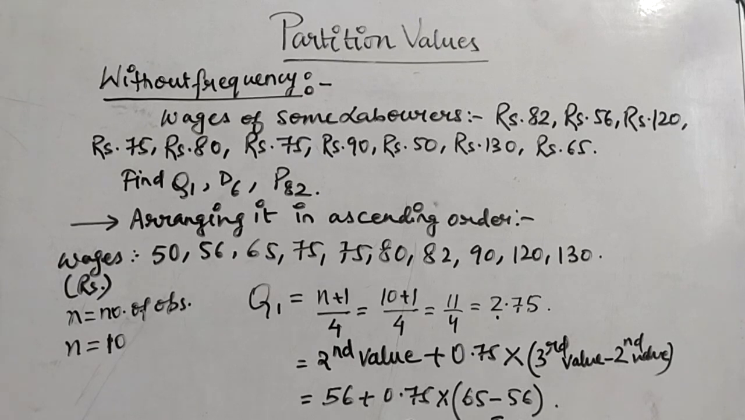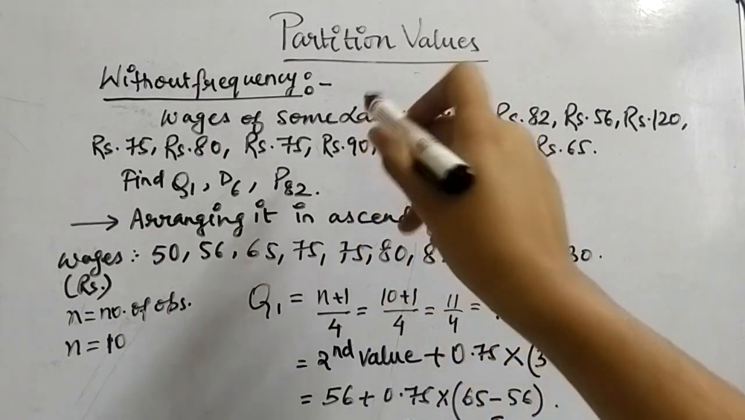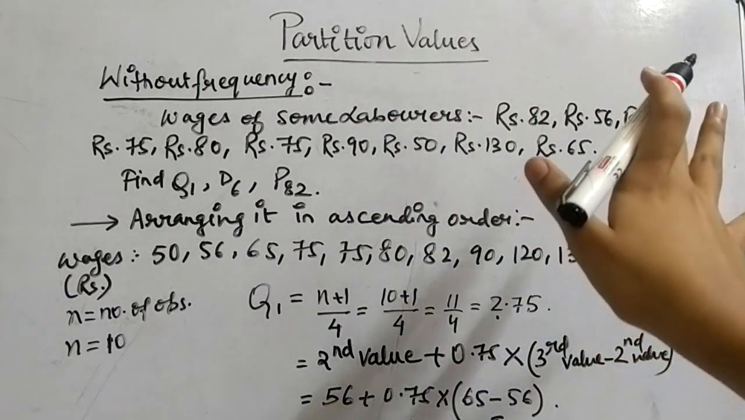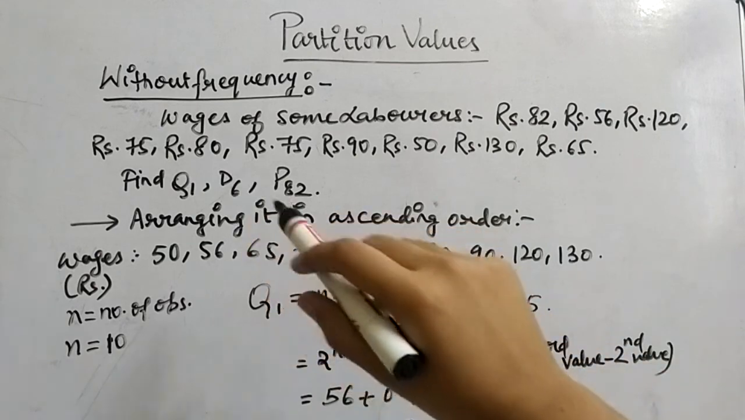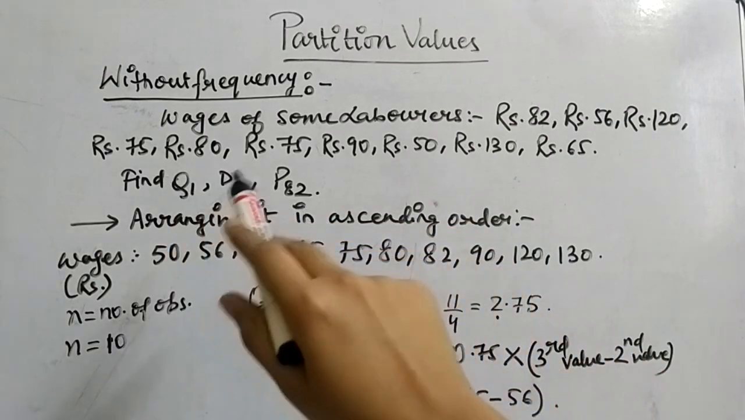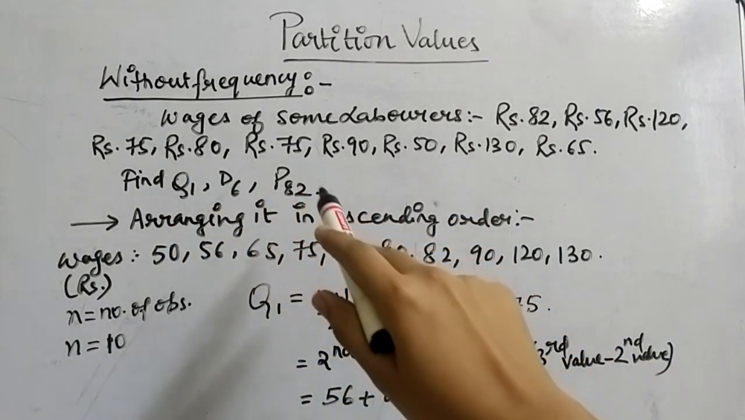Now we are going to see the example for partition values with frequency or without frequency. This is the data that I have taken. It's nothing but the wages of some laborers which are arranged haphazardly. We need to find out quartile number 1, D6, percentile 82.